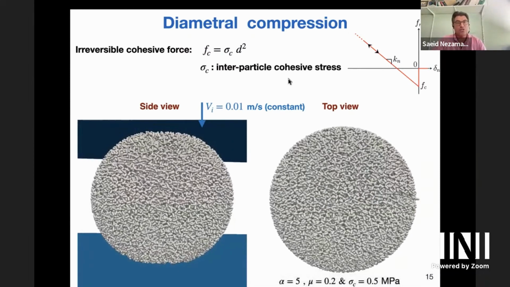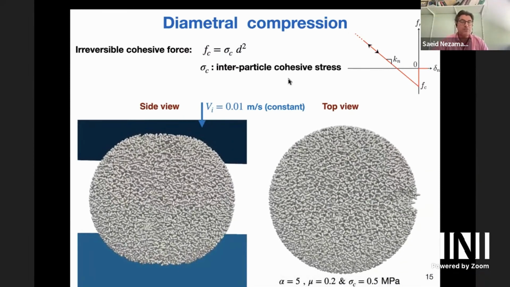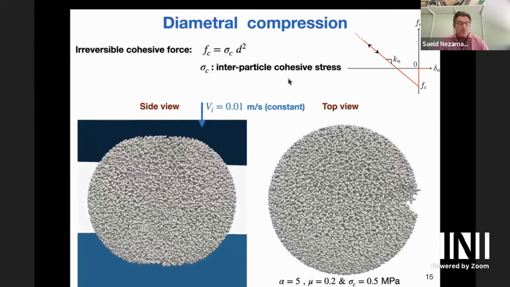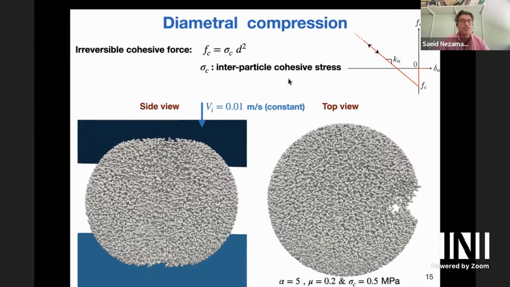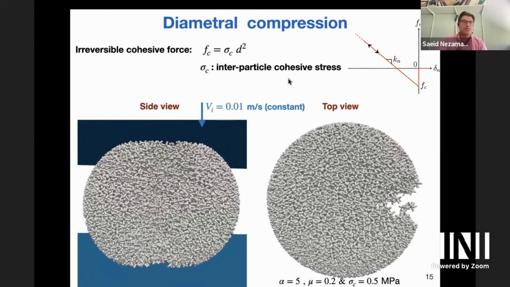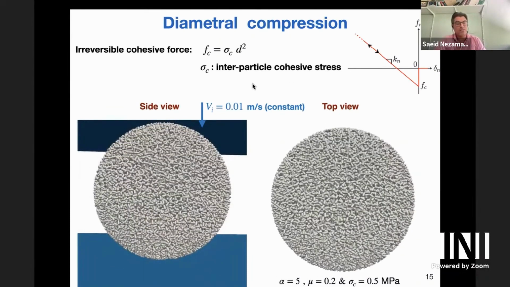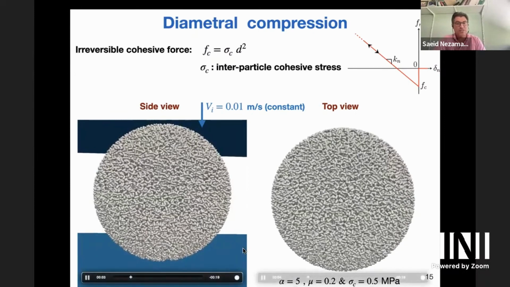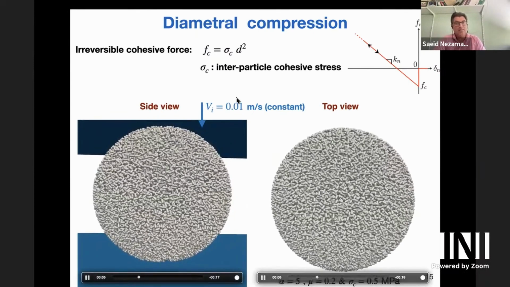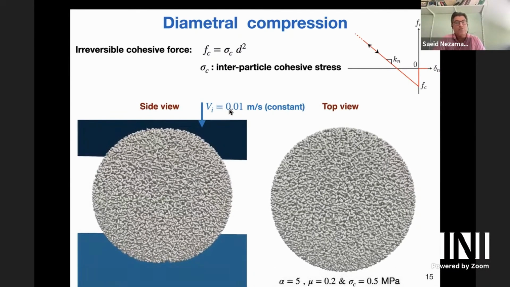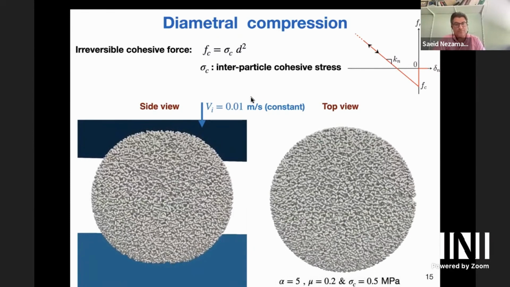After adding the cohesion force and the friction force, we let the agglomerate relax, and generally the structure does not change much during relaxation. The agglomerate is then placed between two platens, and the base is fixed, as you can see here, and the top platen is moved downward at a constant velocity.